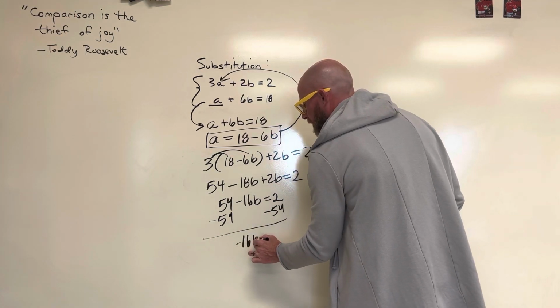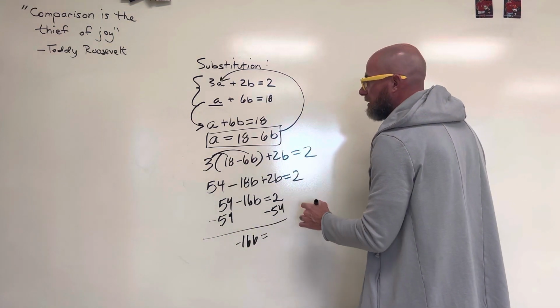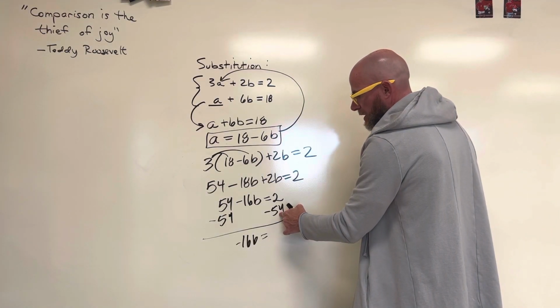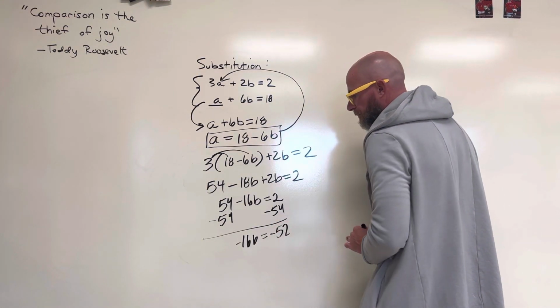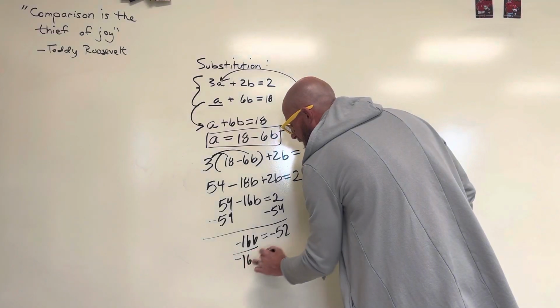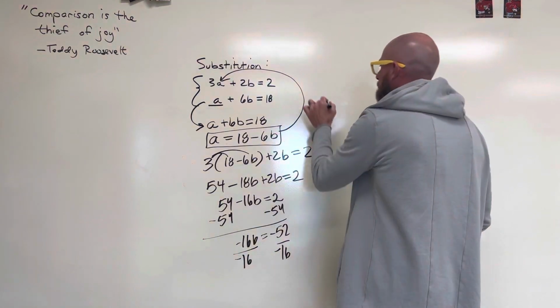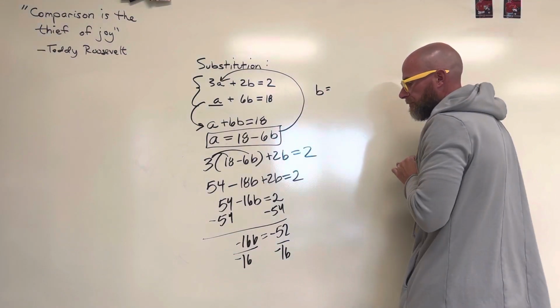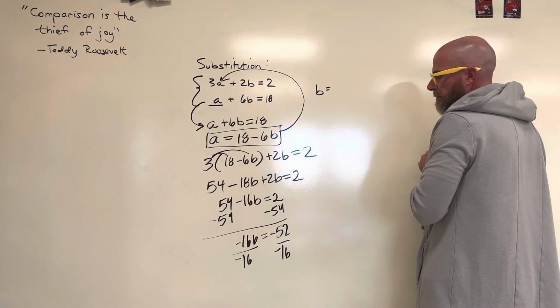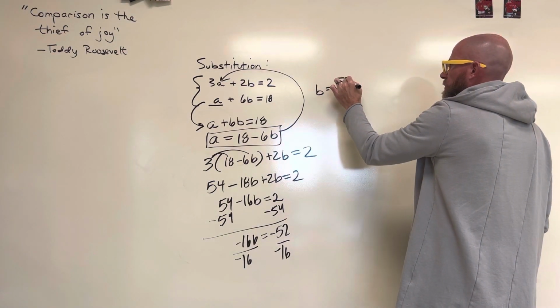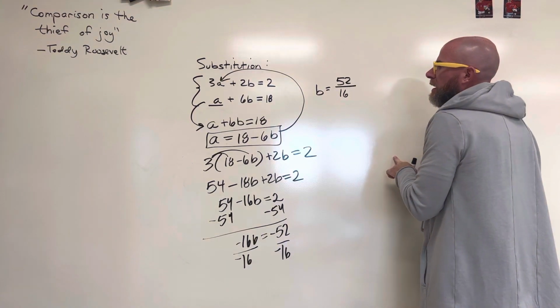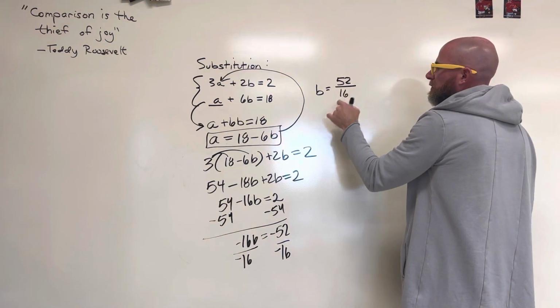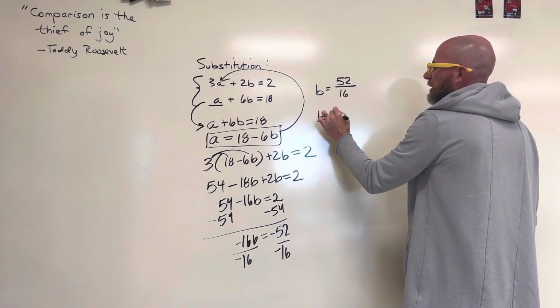Looks like I'm going to have a fractional answer. It's not a big deal. Now when I go into here, I have negative 52. Divide by negative 16. And I'm going to simplify B up here. So B is equal to, the negatives cancel, 52 over 16. And then I want to think about how can I simplify this without using a calculator.